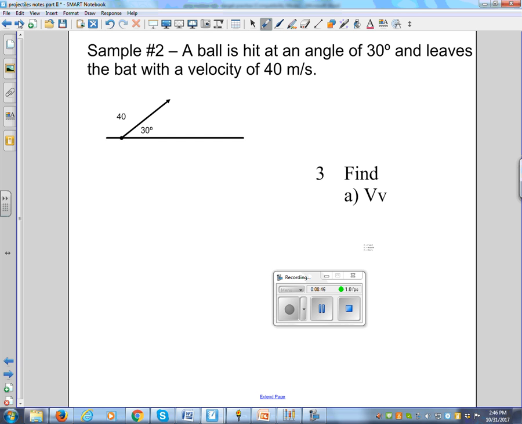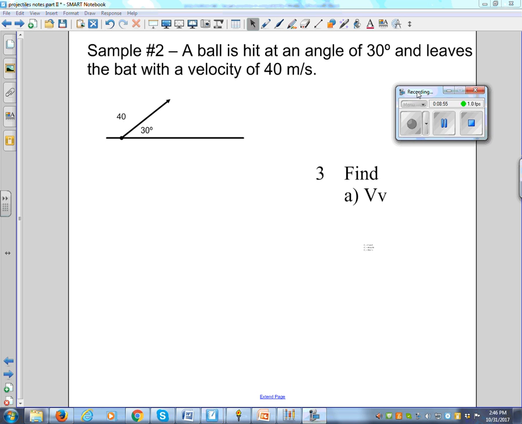Okay, so here's sample number 2. You should probably write this down. This one is pretty straightforward. It's generic, no fancy movies that go with it, no pictures, just boring old math. A ball is hit at an angle of 30 degrees and leaves the bat with a velocity of 40 meters per second. So the first thing we're going to do is find Vy, up and down. What can you make out of that angle in that line? A triangle.